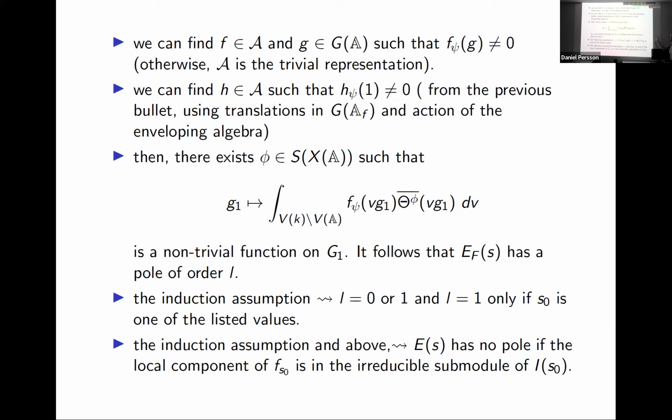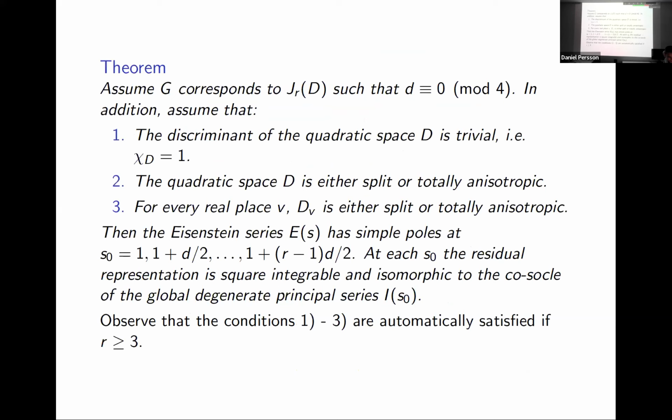And now you have all these candidates for the points of pole. And now you have to really show that the pole really occurs. And now what you do, this is standard. Oh, this is also what is happening. So the pole really happens. At each of these points, there is a square integrable representation isomorphic to the quotient of the global degenerate principal series, and you really have small representation on all these places.